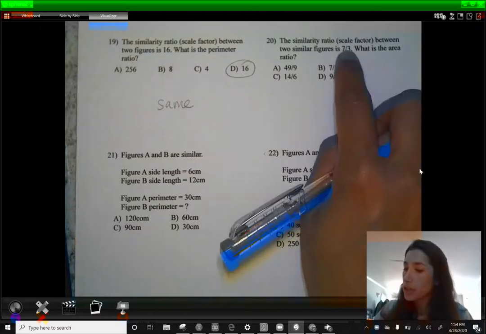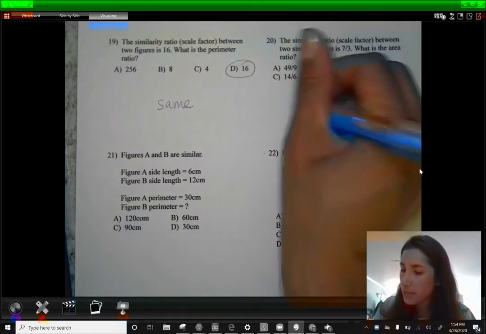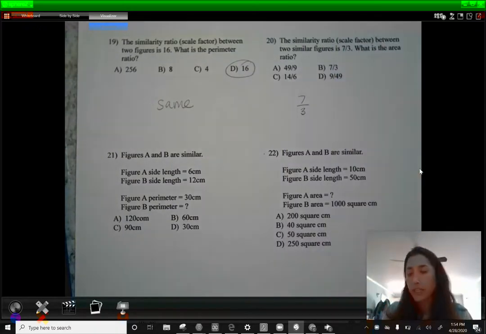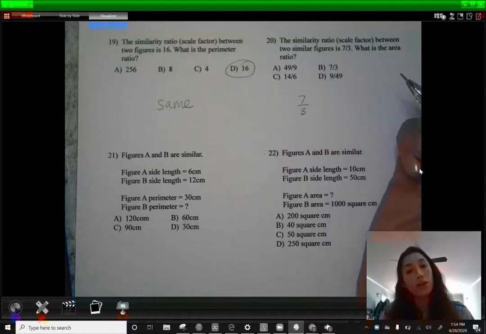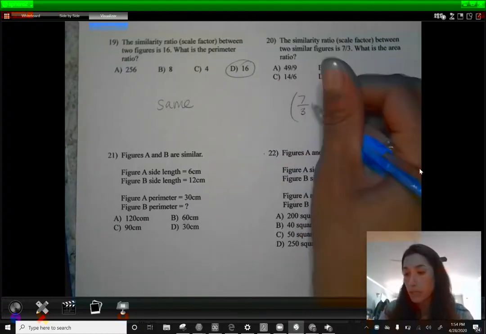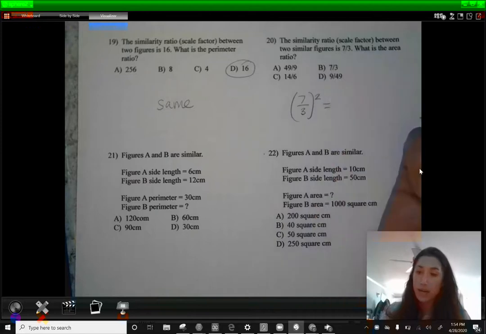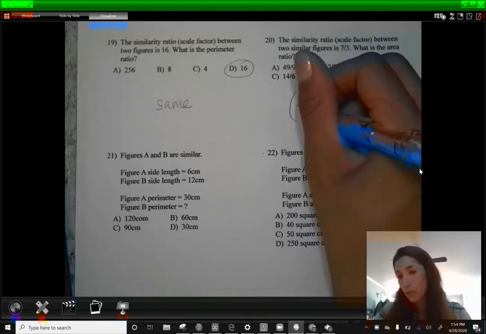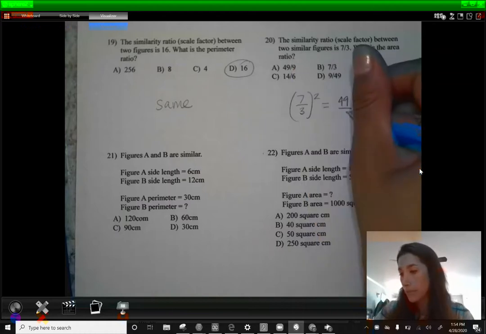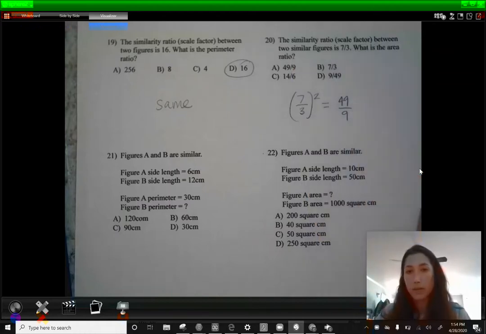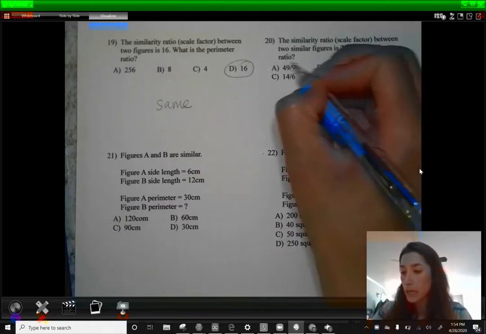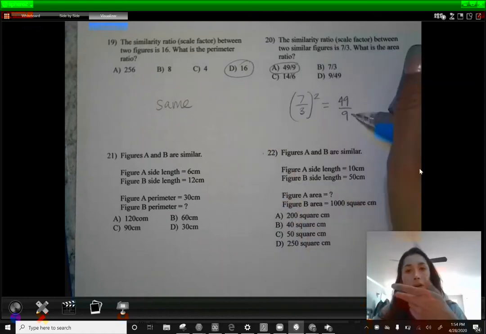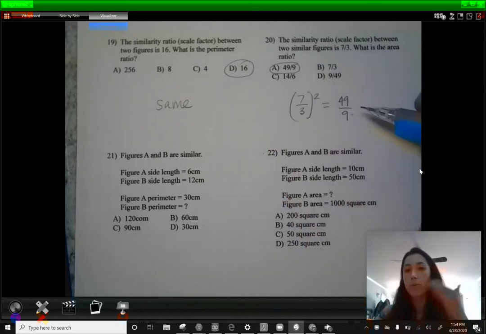Our similarity ratio here is 7/3. I'm going to write it as a kind of stacked fraction. And what we want to know is the area ratio. So remember, area ratio is basically taking this and squaring it. 7 times 7, 7 squared, 49. 3 times 3, 3 squared, 9. This cannot be simplified, so it would be 49 over 9. I would want to leave it as 49 over 9. I wouldn't want to flip it. Since 7 is on the top, we want to keep the 49 on the top as well.